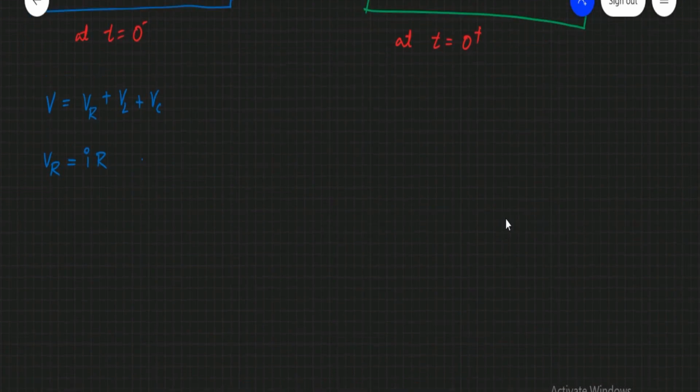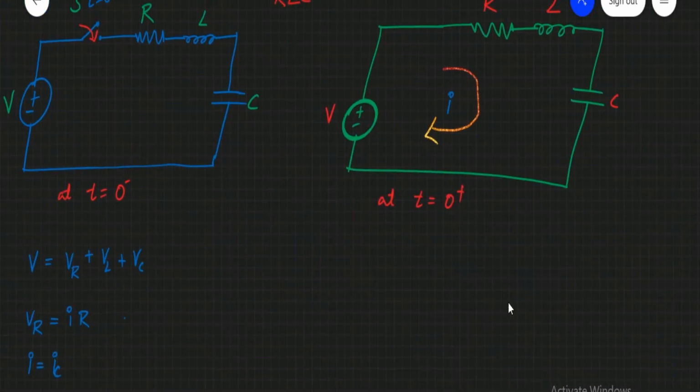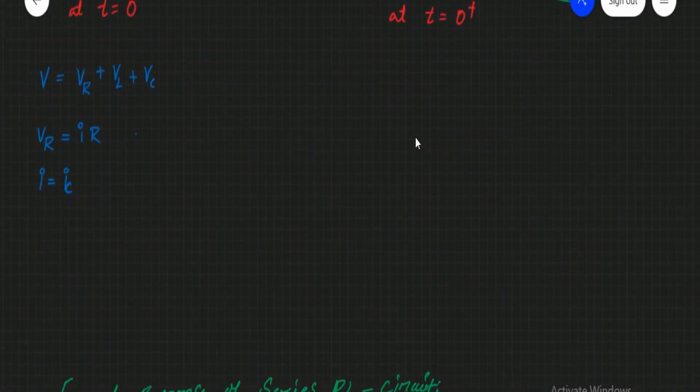Here I is equal to IC, where IC is the current flowing through the capacitor. The current flowing through the capacitor, the inductor and the resistor are the same. So what is the equation for the current IC? IC is equal to C into dVC by dt. So VR is equal to R C into dVC by dt.